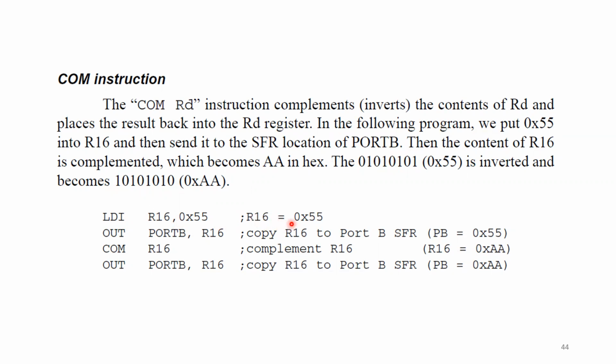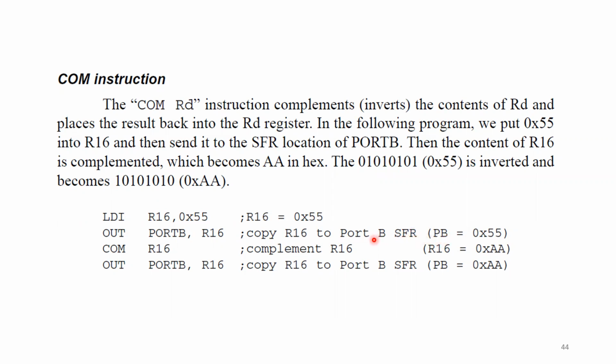So R16 equals 55. So this would store data 55 in R16. Then out port B, R16. So the 55 would be stored on the memory location for port B. This means copy R16 to the port B special function register, which is already stored in a certain memory location.